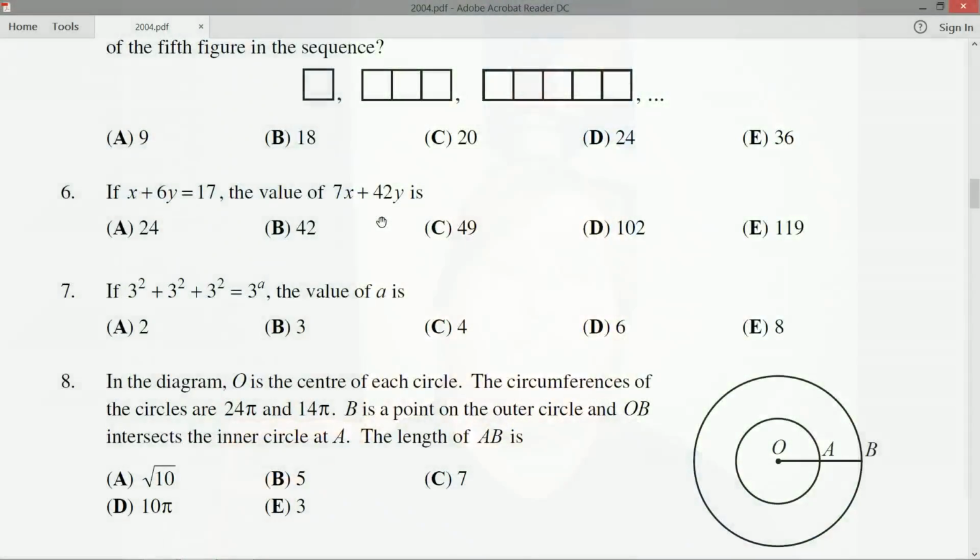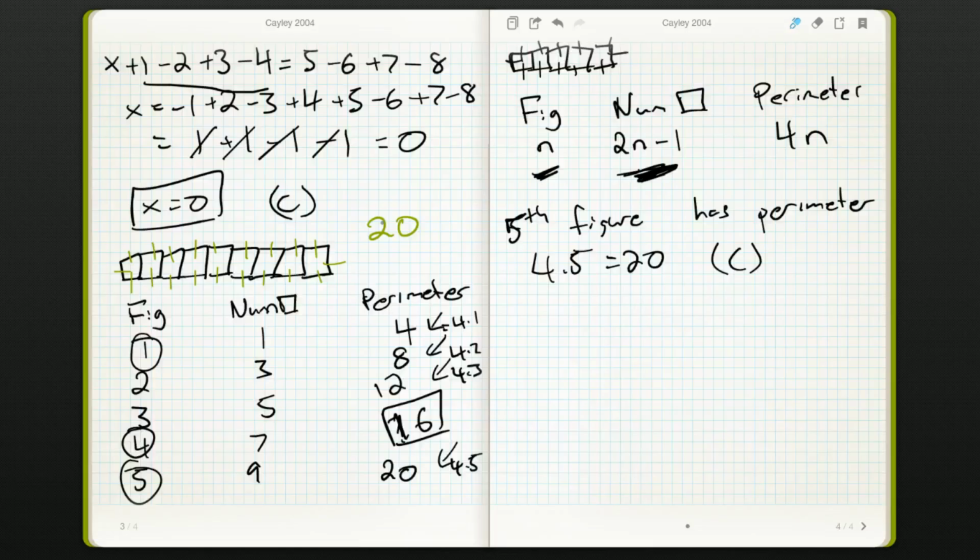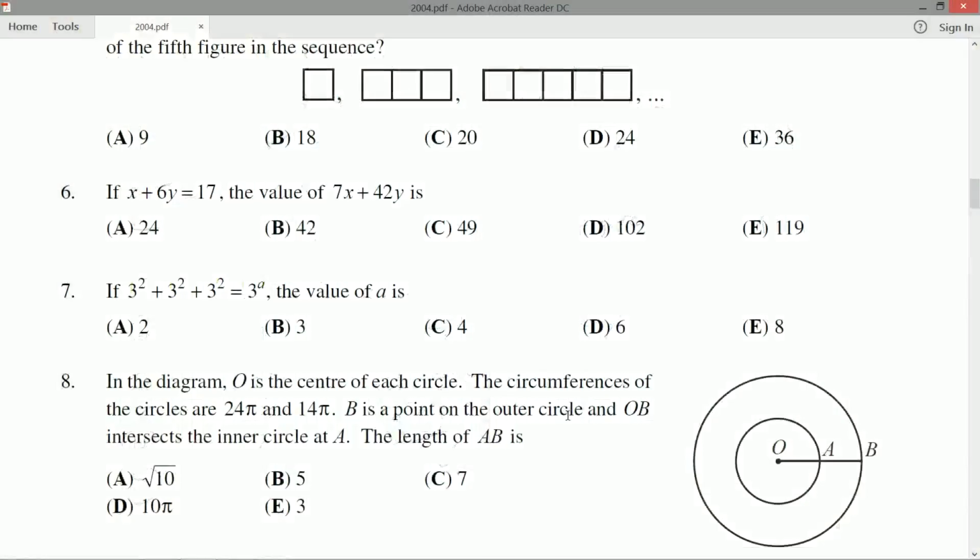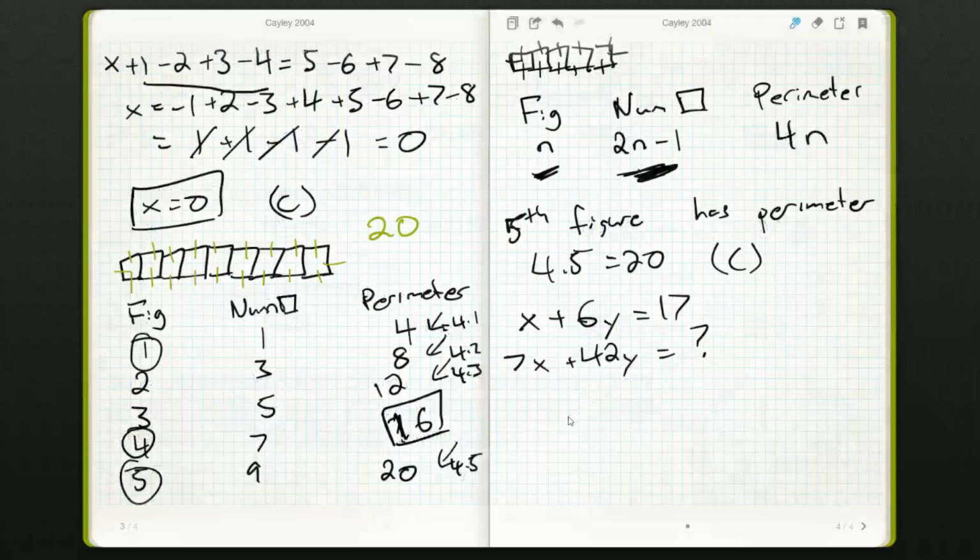Okay? So what do I know? I know x plus 6y is 17. And what do I want to know? I want to know 7x plus 42y is equal to what? So there has to be some way to manipulate our first equation to give us the answer to our second equation, because if you'll notice, there isn't a "can't compute" answer. Okay? So what can we do?